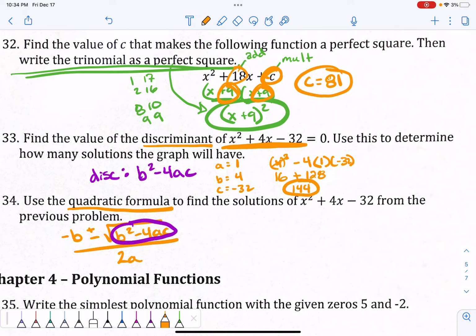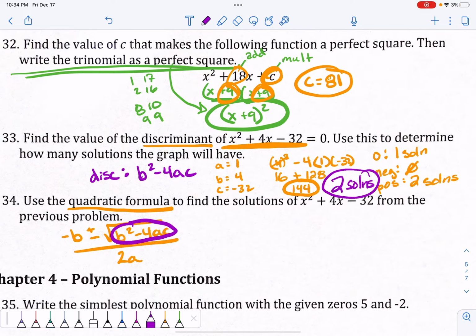Now, we've talked about the discriminant before, where if your discriminant is 0, that means you have one solution. If your discriminant is negative, then that means you have no solutions because you can't take the square root of a negative. And if your discriminant is positive, then you have two solutions. So in this problem, we will have two solutions.